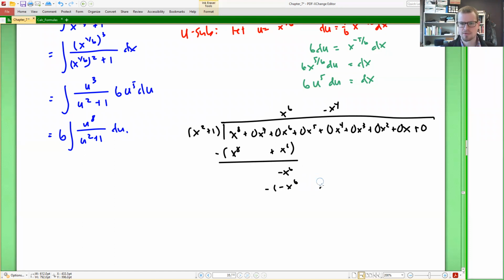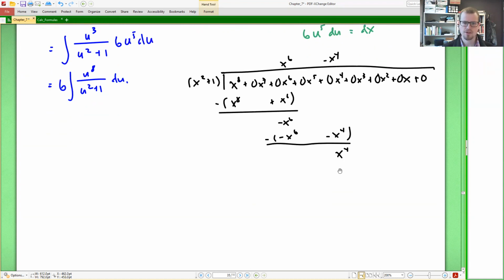And actually, maybe we want to line these terms up. So minus x to the 4th. There we go. So negative x to the 4th times x squared gives me the negative x to the 6th. So when I perform the subtraction, it goes away. And then negative x to the 4th times 1 is just negative x to the 4th. Perform the subtraction. Let's see here, 0 minus a negative is a positive x to the 4th. So how many times does x squared go into x to the 4th? Well, a positive x squared times.